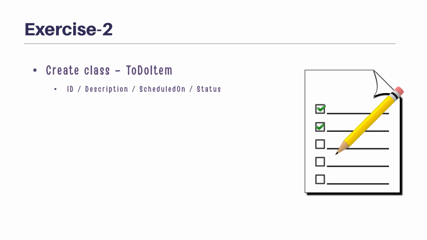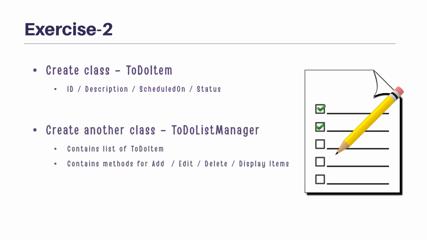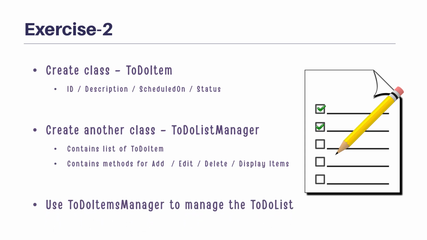After creating this ToDoItem class, create another class, ToDoListManager. This class should contain the list of to-do items, and then it should contain different methods to manage that list of to-do items. It should contain an add method to add a new to-do item to the list. It should also contain methods to display all the items. Edit method should be able to update the existing record from the list, and delete method should be able to remove the record from the list. This exercise is very similar to the code along session that we did for classes.